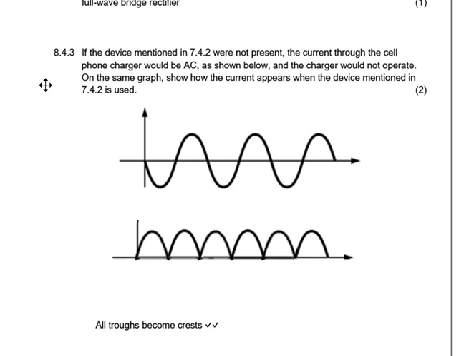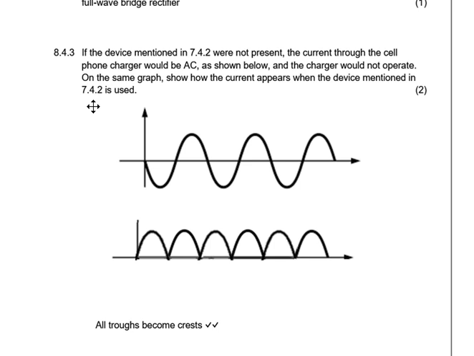Then, if the device mentioned in 7.4.2 were not present, the current through the phone charger would be AC. So this is what the current would look like. The charger would not work because the charger must have direct current in it. On the same graph, show how the current appears when the device mentioned in 7.4.2 is used. So this is full wave rectification.